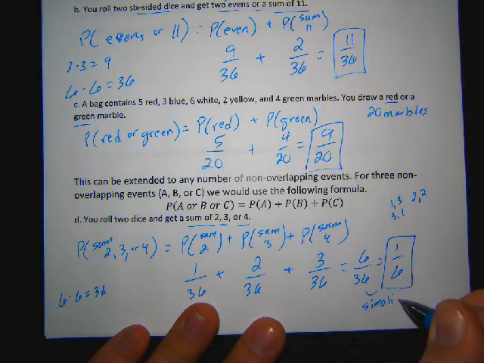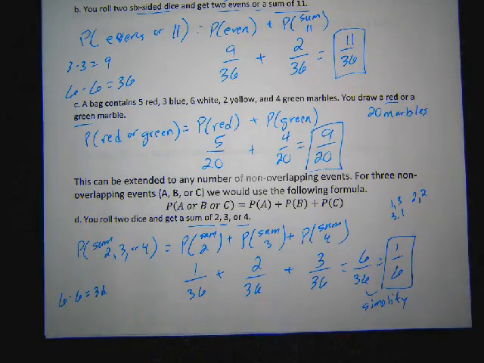Okay, so non-overlapping is pretty straightforward. You're basically just finding the probability of each one and adding them together. That's what it is. There's no overlap here. There's nothing where an outcome is in multiple of these events. You can't get 2 dice to add to 2 and add to 3 at the same time. They have to add to one number or the other. You can't do both. So that's non-overlapping.